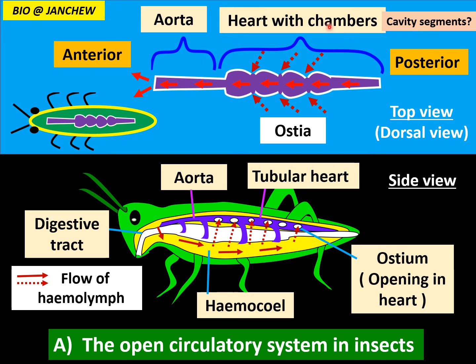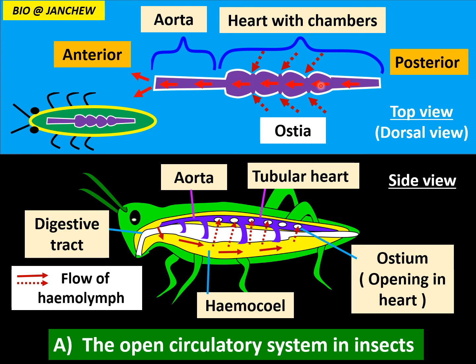So chambers, if you're asked to explain the structure of the heart, you can say the heart is, in the cockroach or insect, tubular with many chambers (bracket) or cavity segments, with many chambers or cavity segments. Okay, to make sure you get your marks. Now, the flow of hemolymph is represented by these arrows.